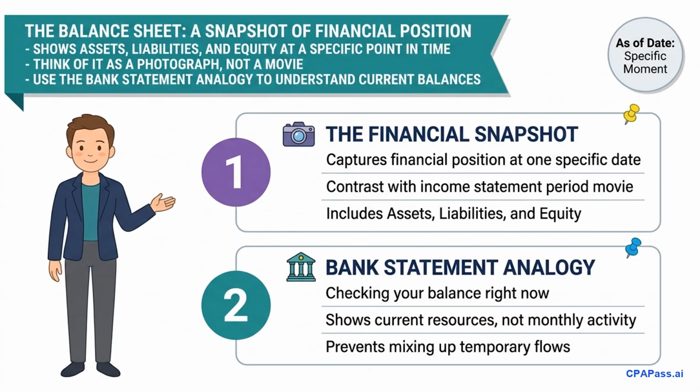This statement of financial position presents a company's assets, liabilities, and equity at a specific point in time, such as December 31st. Examiners love to trap students by mixing up these snapshot balances with temporary income statement flows. Always verify the date before analyzing the accounts.